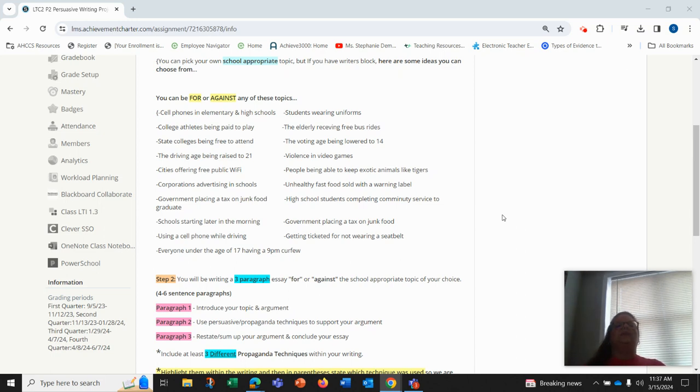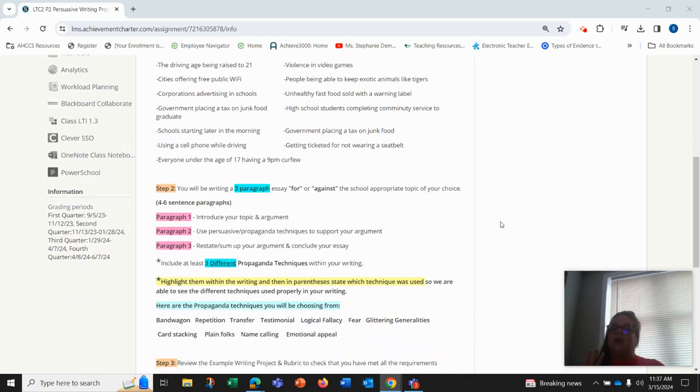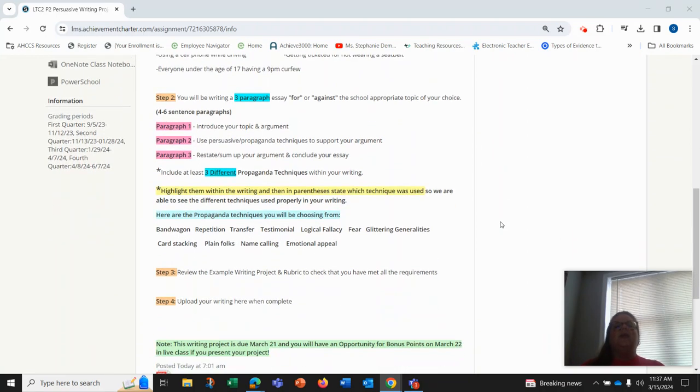Step two is that you will be writing a 3-paragraph essay for or against the school appropriate topic of your choice. Each paragraph needs to be 4 to 6 sentences in length. In paragraph 1, you will be introducing your topic and arguments. In paragraph 2, you will be using persuasive and propaganda techniques to support your argument. In paragraph 3, you will restate and sum up your argument to conclude your essay.